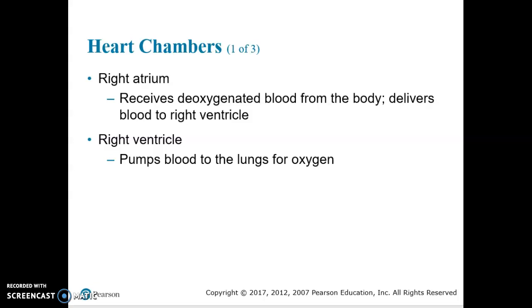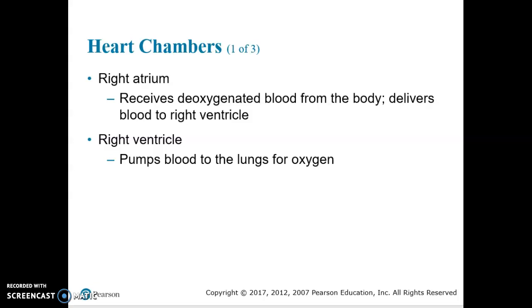In the right atrium, the O2 saturation is 60% to 75%. So that's important. That's low. It's so little oxygen that blood appears to be maroon in color, which is a deep brownish red. Once the blood leaves the right atrium, it goes down to the right ventricle.